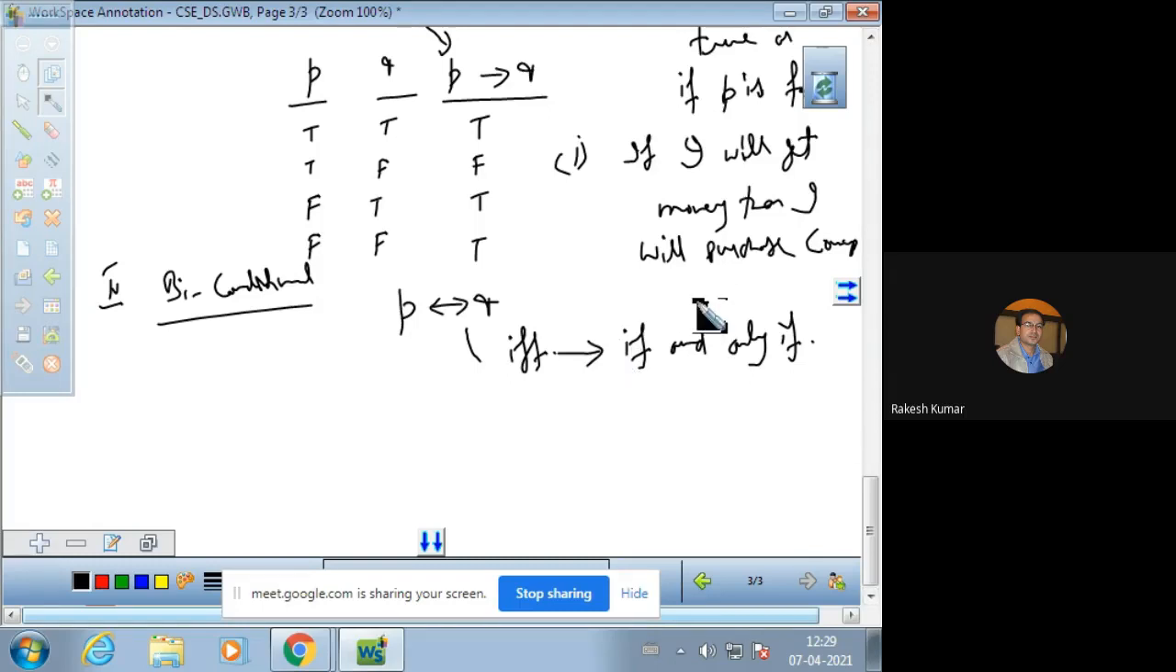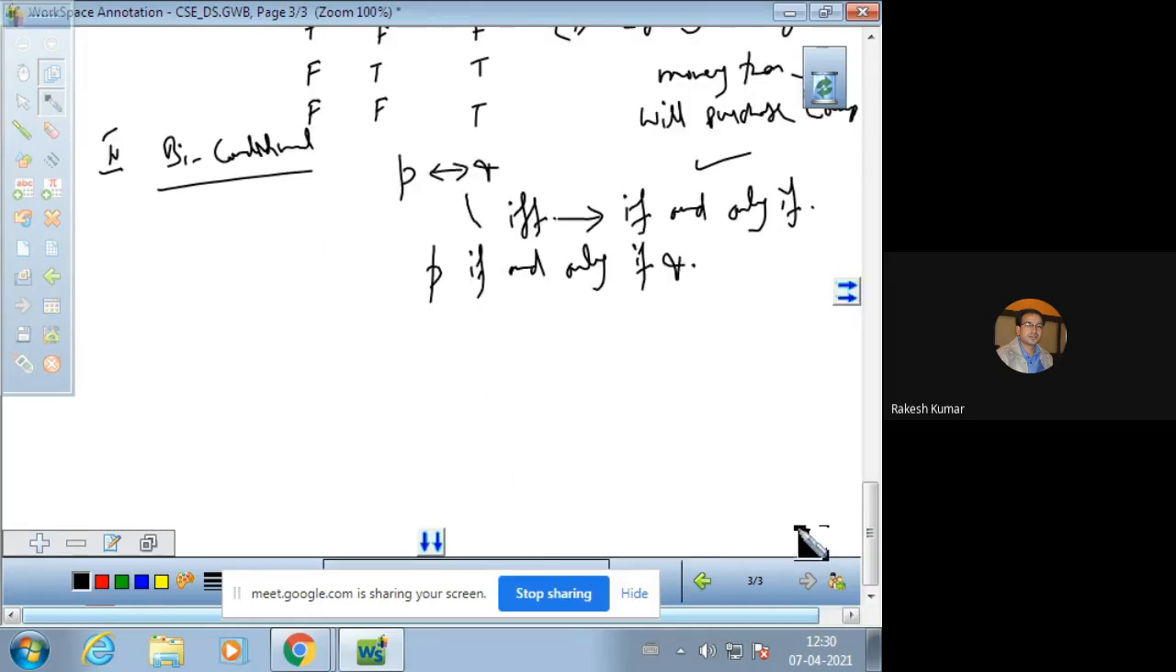Statements of the form if and only if are called biconditional statements, and it also stands like this: P if and only if Q. मतलब दोनों साइड ट्रू है. अगर P होएगा तो Q होएगा और अगर Q होएगा तो P होएगा. This is what they are saying. The proposition will be true if both have same truth values.